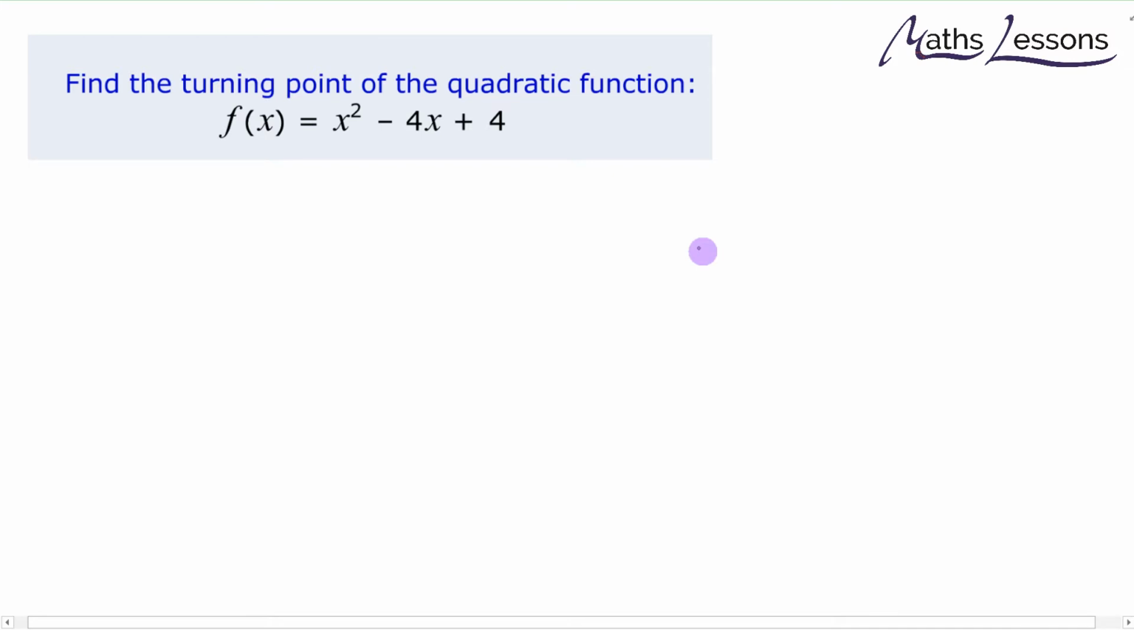Okay, I'm going to find the turning point of this quadratic function. I'm going to give you 1 minute to have a go at this one.